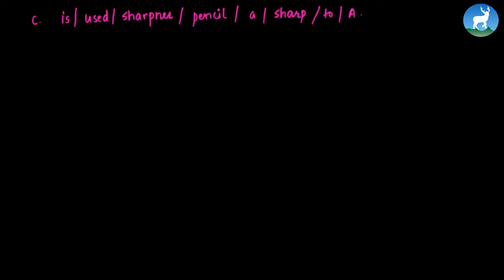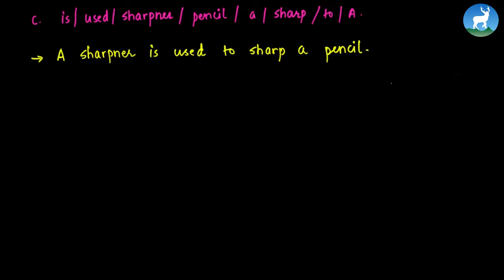So we have the words is, used, sharpener, pencil, a, sharp, to, a. Now we can say, a sharpener is used to sharp a pencil. So first we use an article, then the noun, the verb, and then the object again. So a sharpener is used to sharp a pencil. And one more, we will do one more.